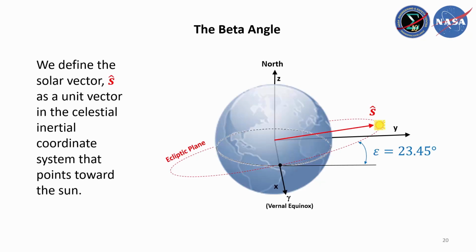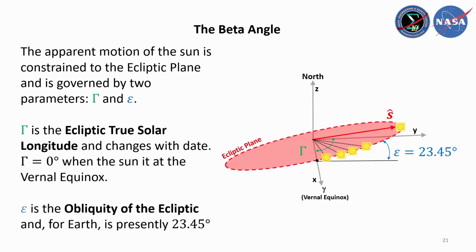We need a vector that tells us where the Sun is. Here, we define the solar vector S as a unit vector in the celestial inertial coordinate system that points toward the Sun. Note that the motion of the Sun is constrained to a plane tilted approximately 23.5 degrees from the equator, called the ecliptic plane. From our definition of the celestial inertial coordinate system, the path of the Sun crosses from the southern to northern hemisphere at the location of the celestial x-axis. The motion of the Sun in the ecliptic plane is governed by two parameters, the ecliptic true solar longitude, denoted as an uppercase gamma, and epsilon, the obliquity of the ecliptic.